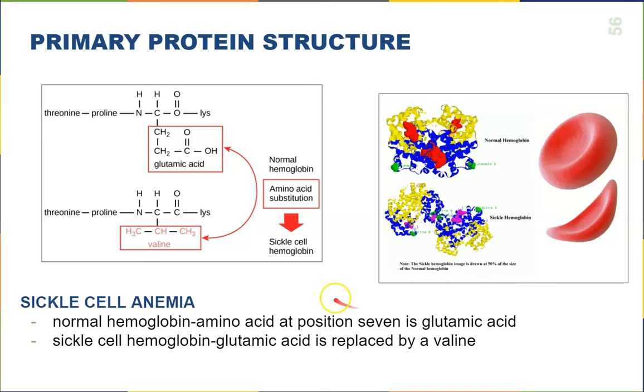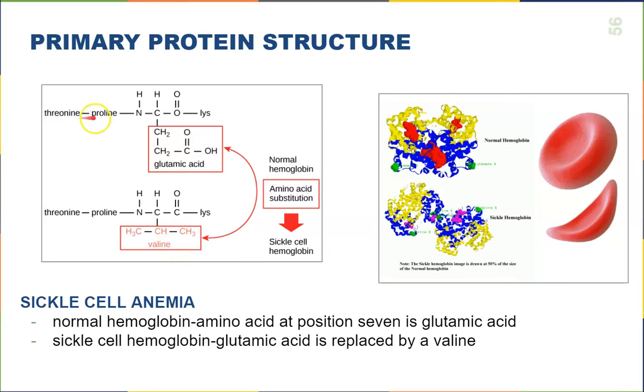So primary structure is very specific in every protein that we make. Another protein that's very common is hemoglobin. And hemoglobin can become dysfunctional and it can become sickle-shaped. And the sickle shape is only because of one amino acid substitution. So instead of this glutamic acid, there's a valine instead.